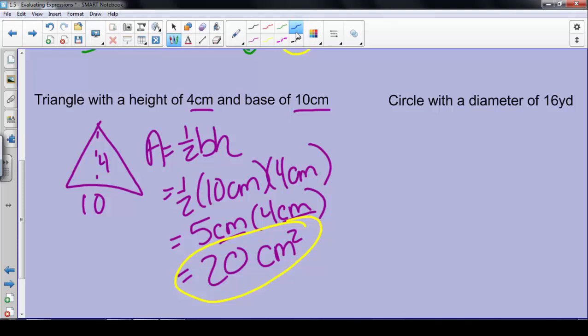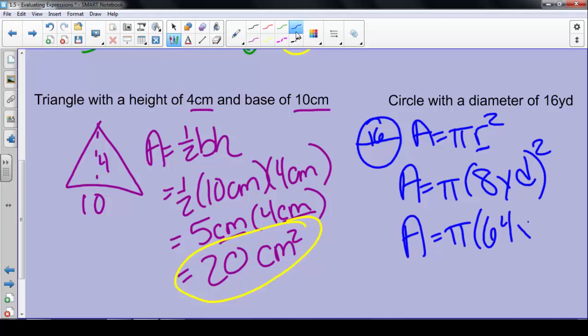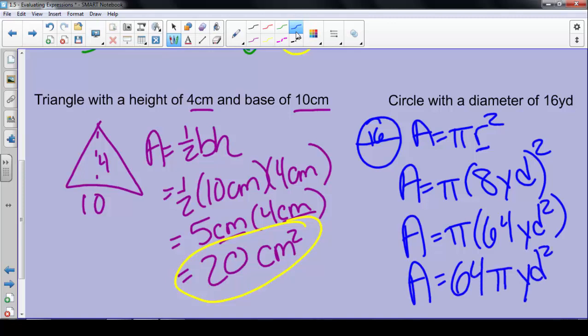Alright, next up we've got a circle with a diameter of 16. Now remember, for our circle, it's pi r squared. We need the radius. So the radius is half of that diameter. So half of 16 is 8. We still need our unit of yards. Pi we're going to leave. 8 squared, 64 yards squared. And you can leave your answer as 64 pi yards squared. You don't have to multiply 64 times 3.14.